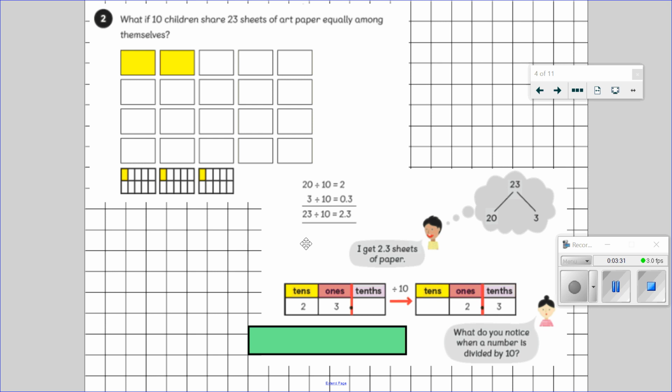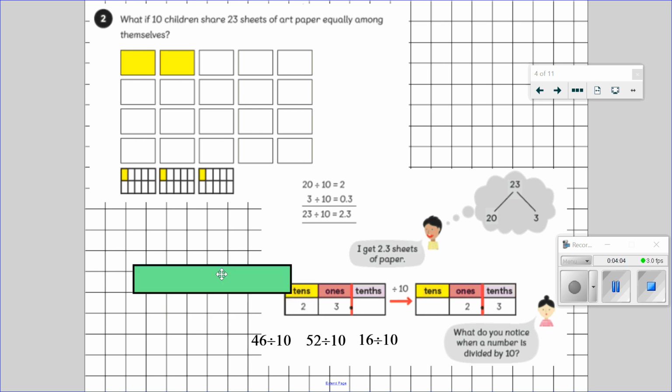We can also see this on a place value chart. What can you see here? What has happened? Our 23 sheets of paper have started here, 2 in our tens column and 3 in our ones column. When they're divided by 10, they've moved. Now suddenly the 2 is in the ones column and the 3 is in the tenths column. What do you notice when a number is divided by 10?